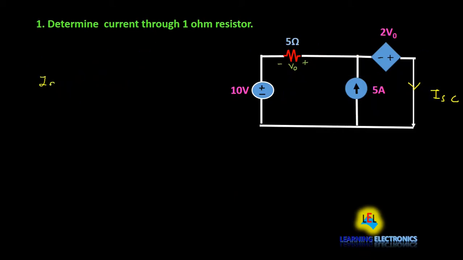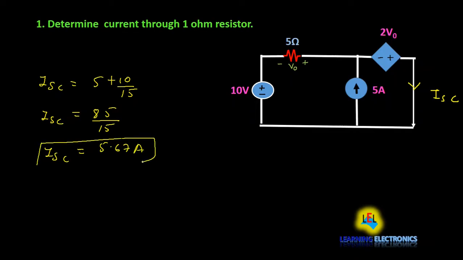The short circuit current ISC will be equal to 5 plus 10 by 15 we are getting. When we solve this we get 85 by 15. So short circuit current ISC will be equal to 5.67 ampere. So this is our short circuit current.